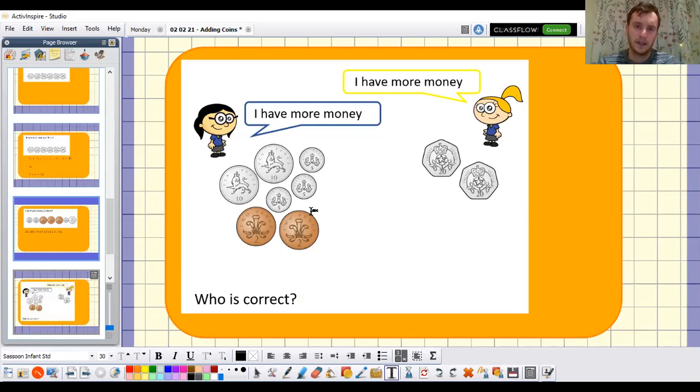Let's look at it together. I'm actually going to start with the person on the right because she's only got 2 coins, so it's really easy to work out. It's 20 plus 20 is equal to 40 pence. Right, I'll leave that there so we don't have to worry about that one.